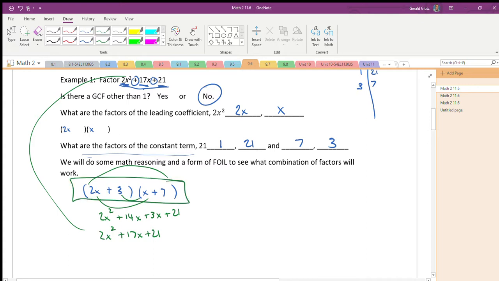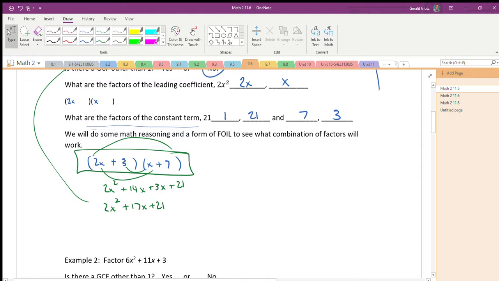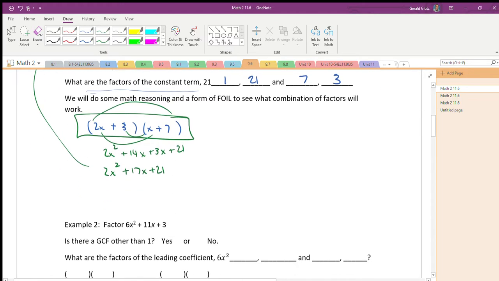So you're not always gonna, I actually didn't mean to do that. I just guessed. So I actually guessed correctly. So you're not always gonna get it correct the first time. So if the answer we got down here was not what we started with, we'd have to change the 3 and the 7 around, or try 1 and 21 possibly.